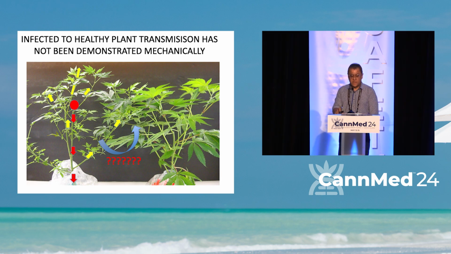It appears that it does need a pretty good wound site on a stem, or as you'll see later on in the root, in order for it to transmit. Mechanical transmission through simply rubbing or plants being next to one another does not seem to transmit this viroid. And that would explain what growers have seen. They don't see these outbreaks as a result of mechanical transmission.